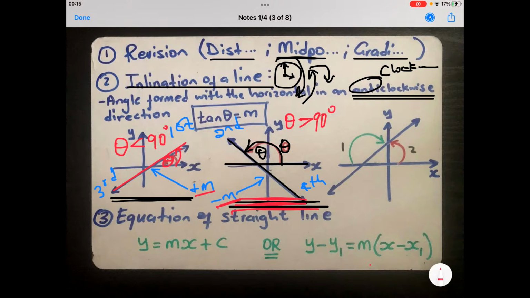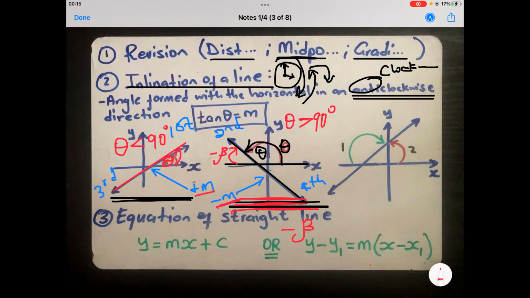you are going to find a negative angle. Just know that that negative angle is actually this angle. It is not the angle of inclination, because it's going to be a negative angle. What we know is that angle of inclination is positive.